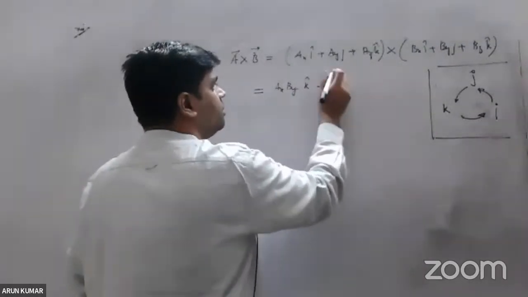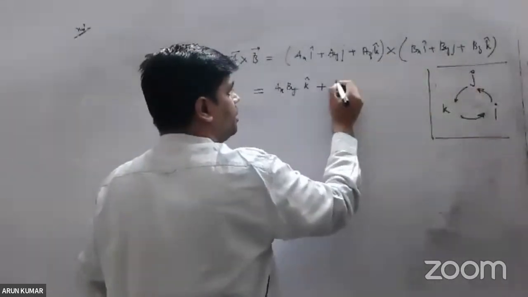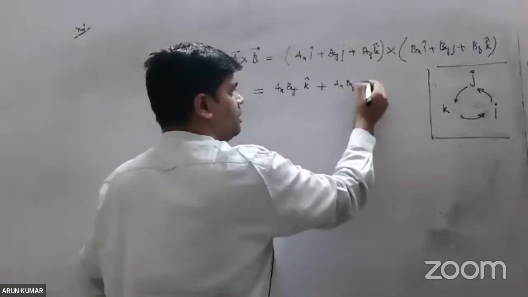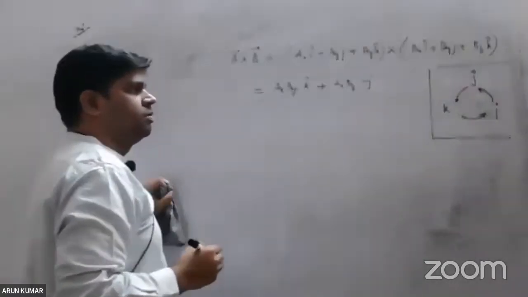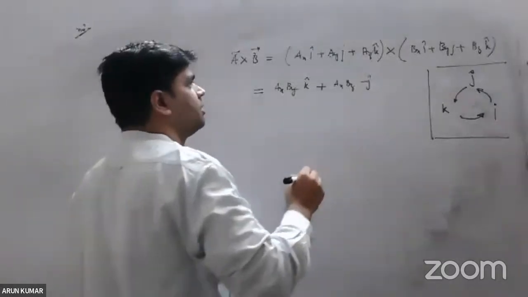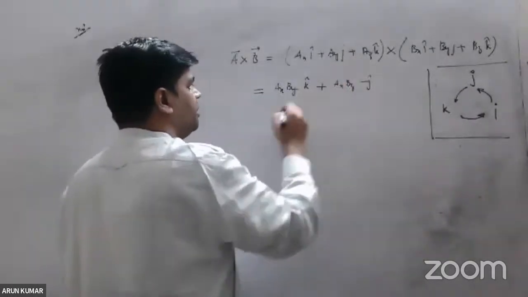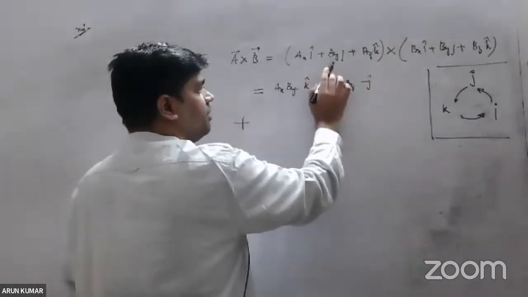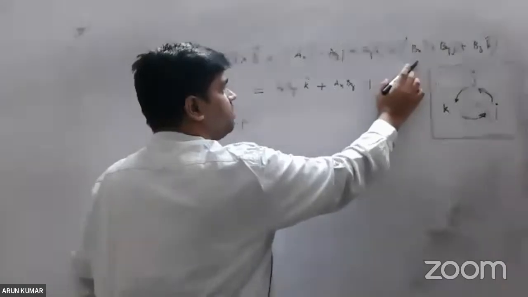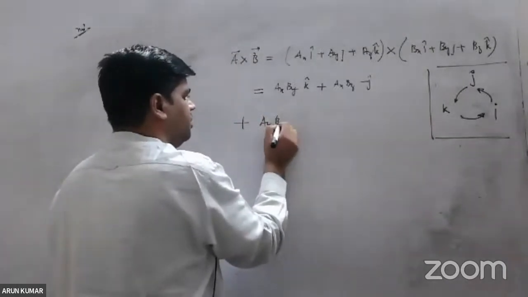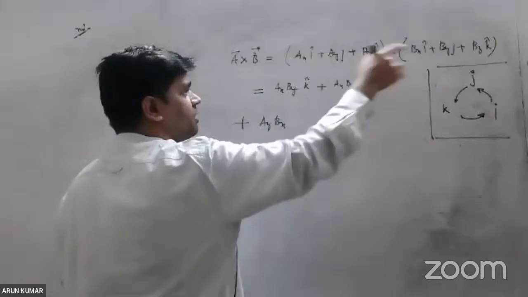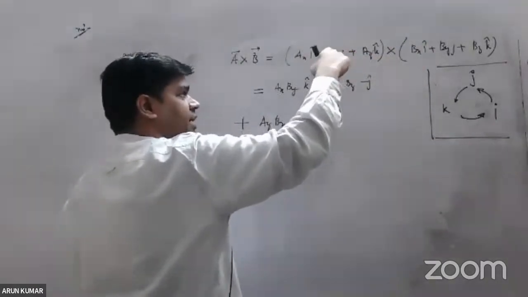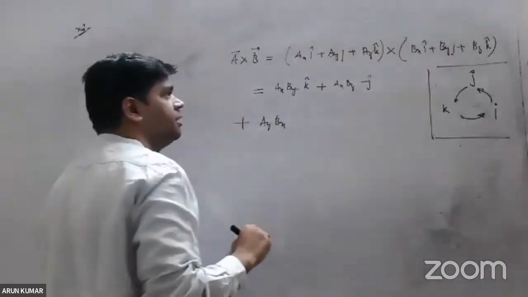Now ax bz, I cross k. What is I cross k? Minus j. Right. Now let's go for the second one. Plus ay bx. I've done the first term, ax, with the whole vector b. Now I'm bringing over the second term of a with the whole vector b.